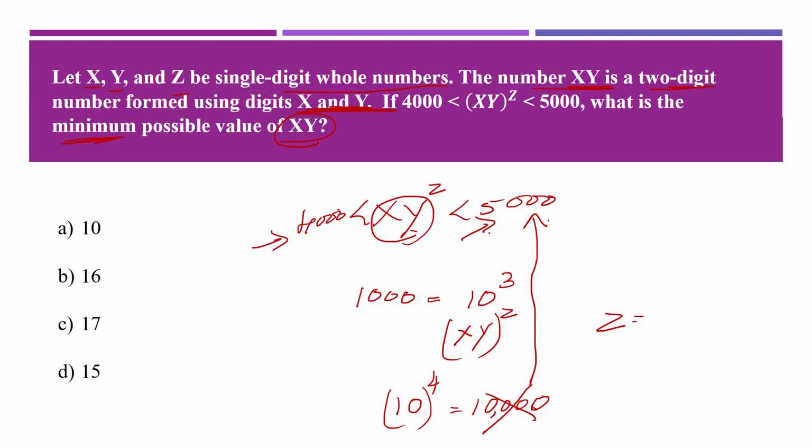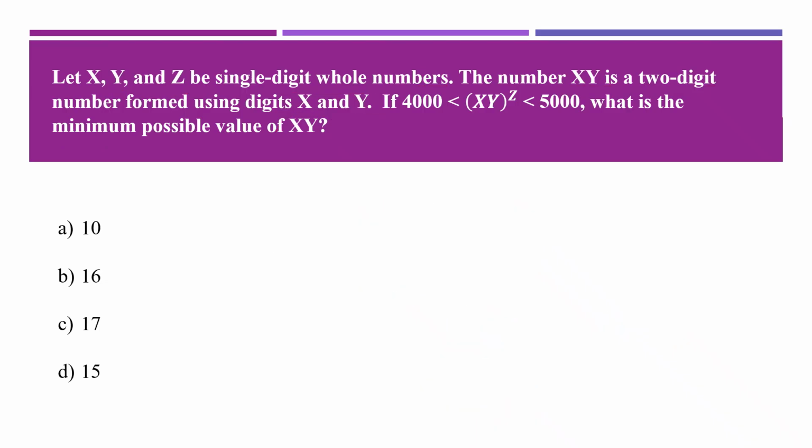So the value of Z is obviously less than 4. If value of Z is less than 4, then we can check with the value of X being 3, 2, 1. And we know that anything with the power 1 is the same, so I delete this 1. So we need to check with the powers 3 and 2. Let me check with power 3. As they have asked for the minimum possible value of XY, then power obviously needs to be the greater value, greater power.